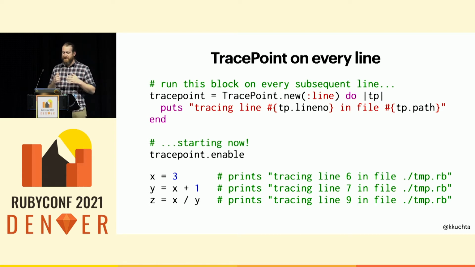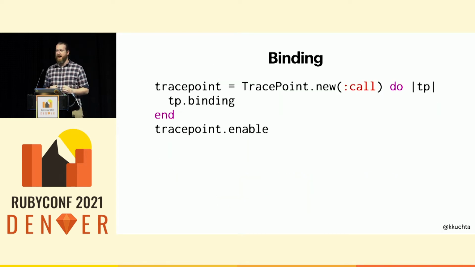So on this first line, x equals 3, just before 3 gets assigned to x, it will print out tracing line 6 in file tmp.rb. Now, the TracePoint block is given a little variable, or an argument, that I'm calling TP as a subtle nod to how crappy our code will be. TP has a bunch of information on it. Here we have the line number and the file path of the line that triggered TracePoint. There is some other information it gives us too, specifically the binding of that line.